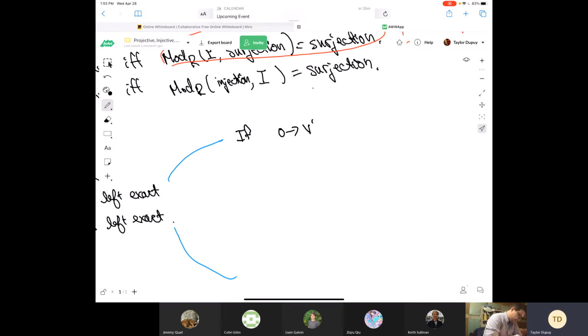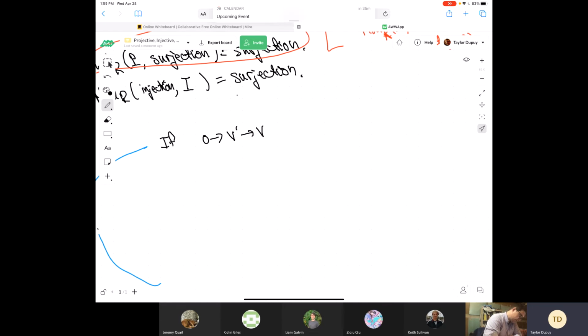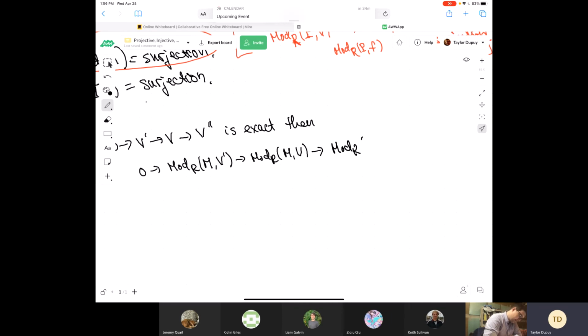This means that if 0 to V' to V to V'' is exact, then this application of the functor, for any M, gives 0 to Hom_R(M, V') to Hom_R(M, V) to Hom_R(M, V'') is exact.